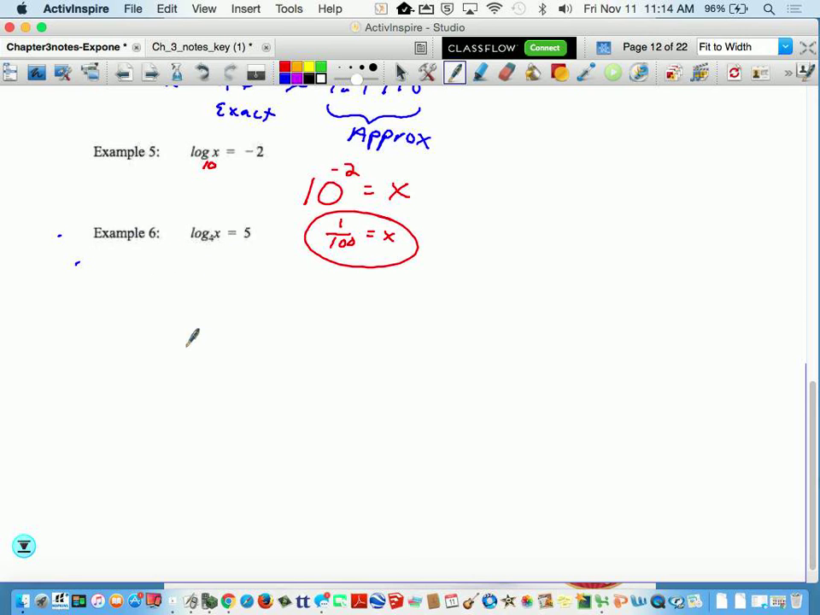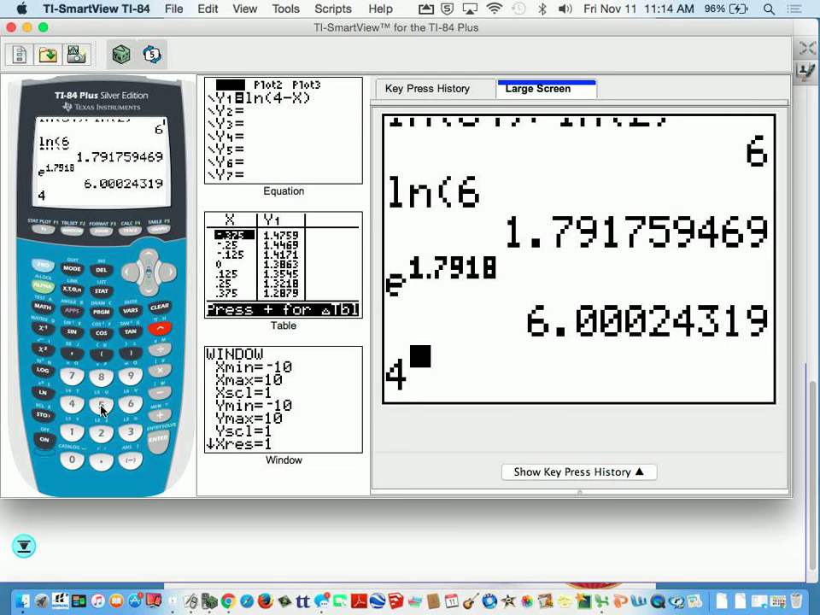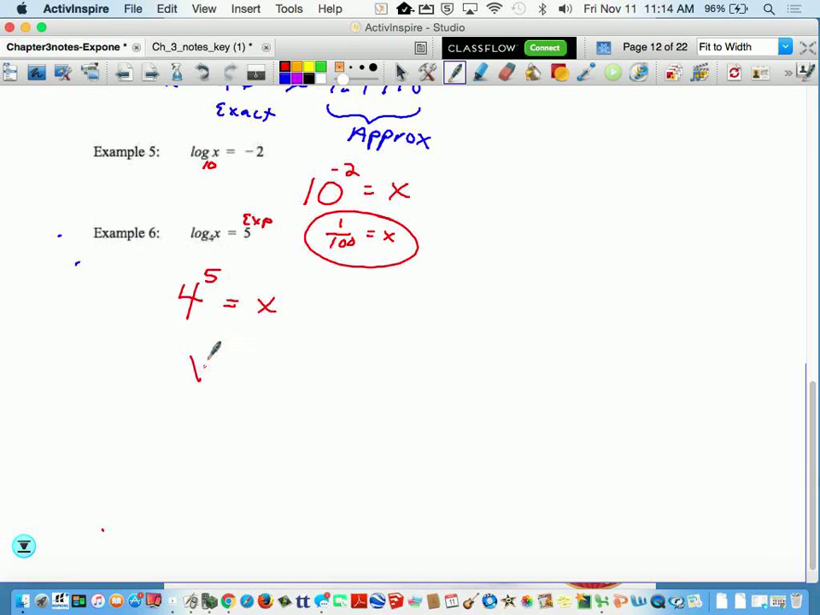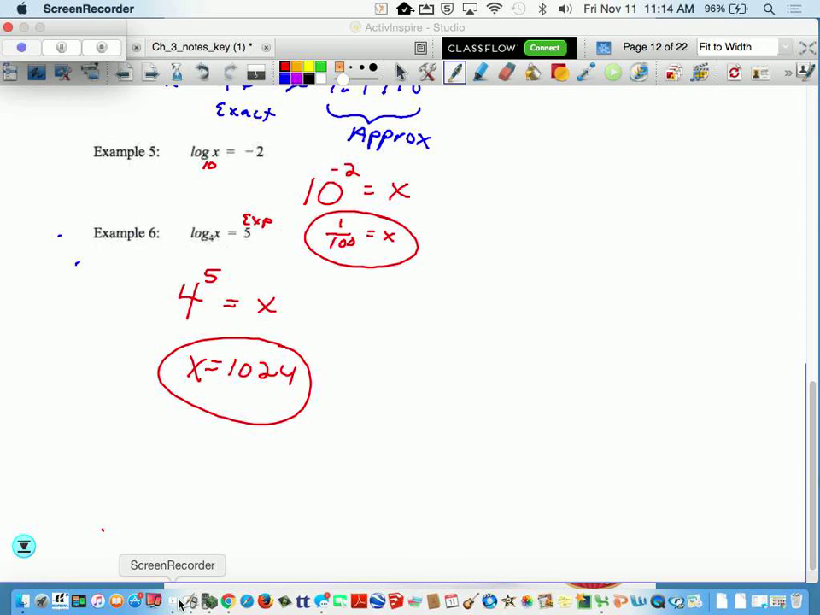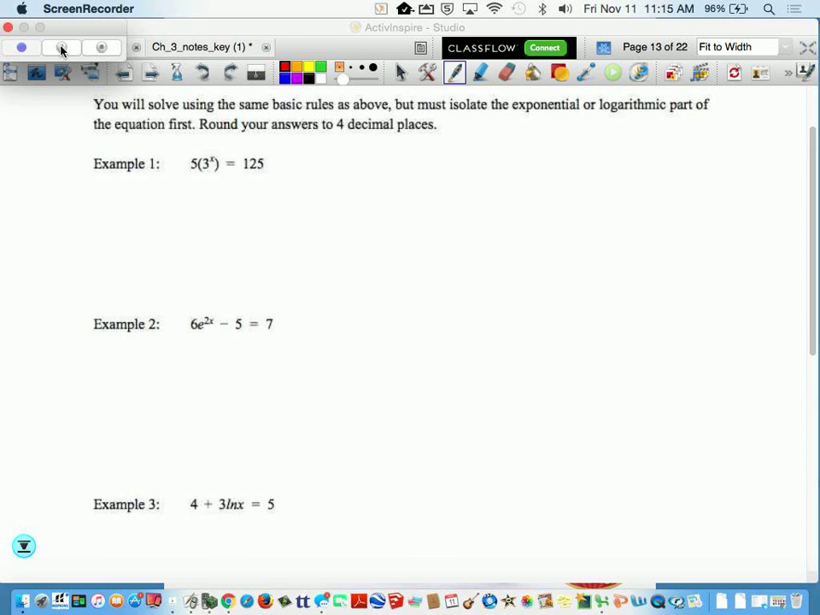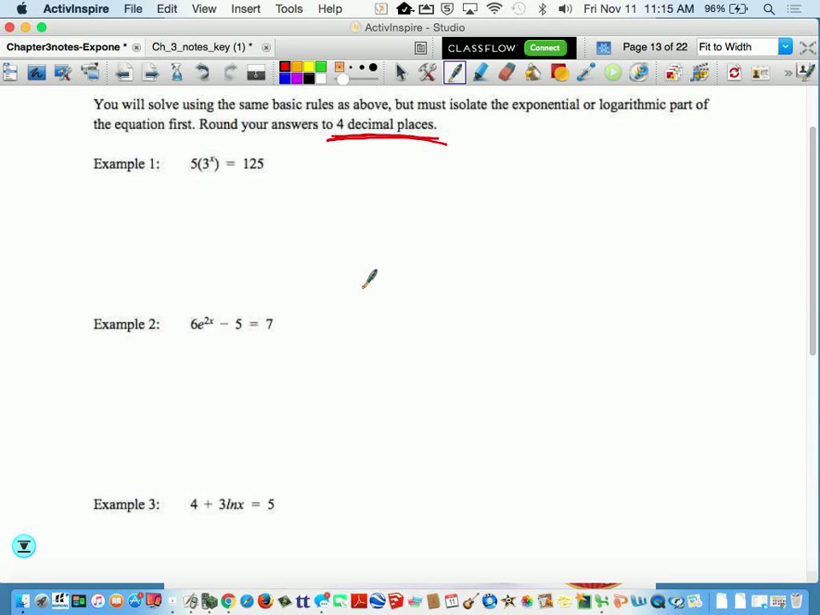Okay. Well, what are we going to do in example 6? Same thing. Change it into exponential form. 4 is my base. Logarithms are always equal to the exponent. So this is my exponent. And then x goes here. So what's 4 to the 5th power? 1024. And we're done. But you can count. We can use our basic rules, whatever. If we round, remember we're going to do at least 4 decimal places when you round.